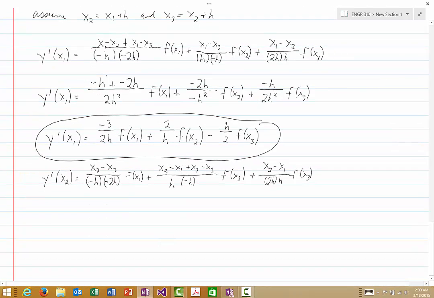And so now let's simplify this one. Y prime of x2 will be minus h over minus h times minus 2h, and f of x1, plus x2 minus x1 will give us h, plus x2 minus x3 will be minus h over h times negative h times f of x2, plus x2 minus x1 is h over 2h times h times f of x3.